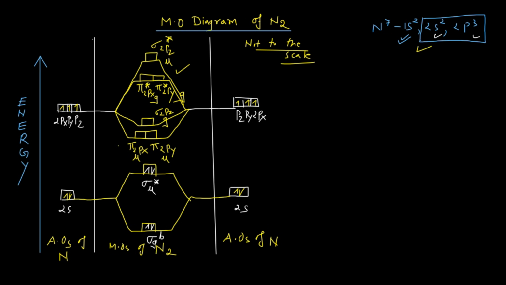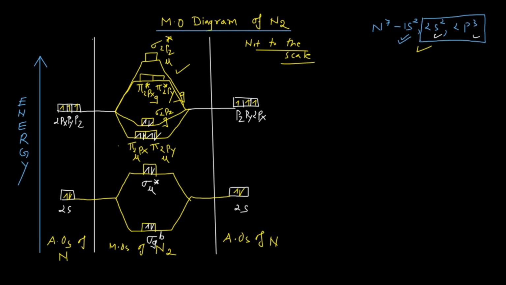3, 4. Now Hund's rule. 5, 6, 7, 8, 9 and 10. Right? So I have accommodated these 10 electrons in this molecular orbital.